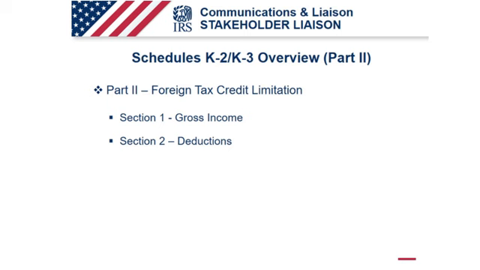Thank you, Michael. So now we are going to move from Part 1 to Part 2. Part 2 is included on the Schedules K-2 and K-3 for all of the forms, Forms 1065, 1120S, and 8865. The purpose of Part 2 is to facilitate the computation of the foreign tax credit limitation by the partner. The individual partner computes the foreign tax credit limitation on Form 1116. Part 2 is divided into two sections, gross income and deductions.